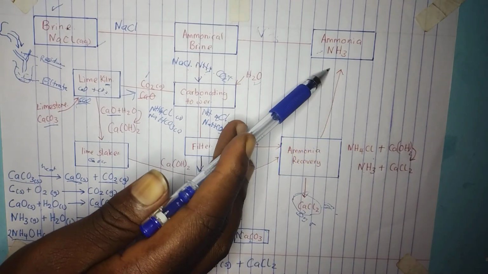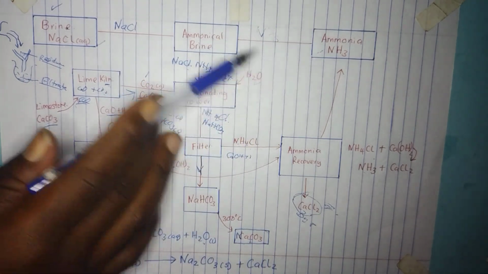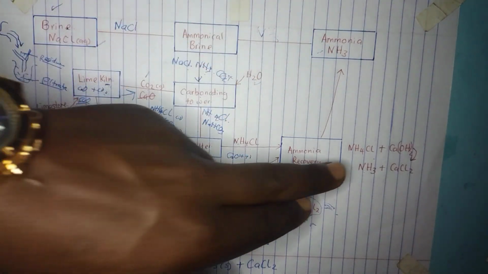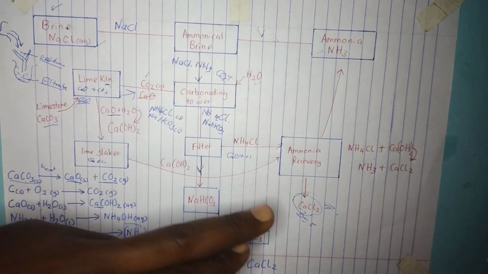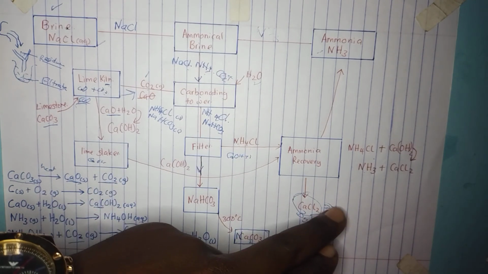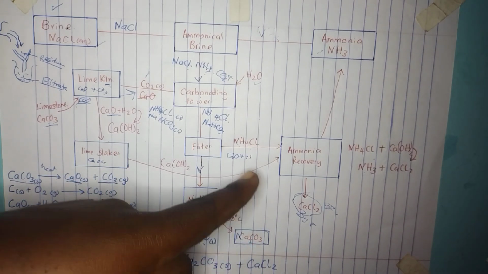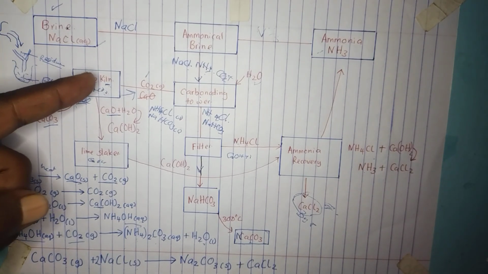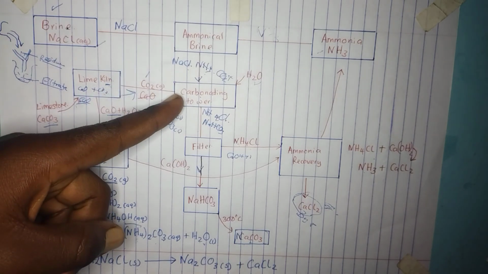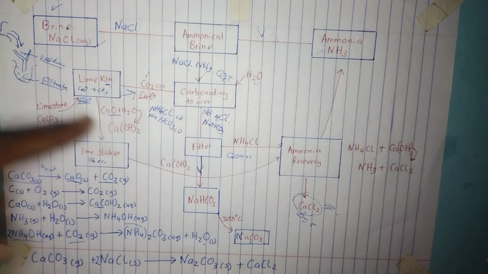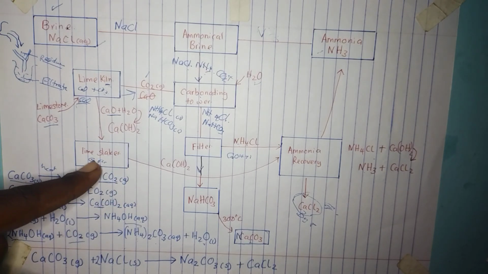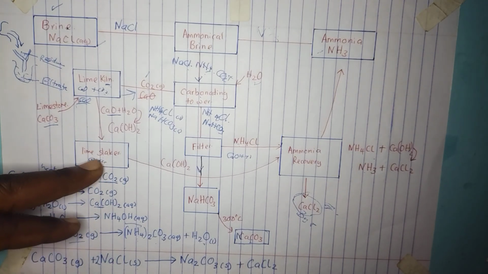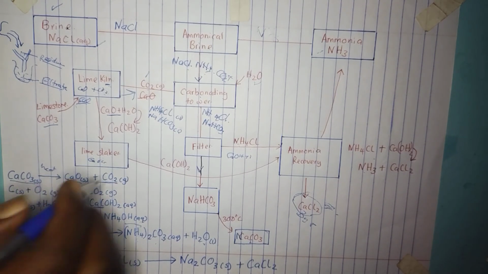This ammonia is taken back to generate more, to continue the cycle in the Solvay process. And this calcium chloride is taken away as the byproduct. This calcium chloride is used in toothpaste. But where do we get this calcium hydroxide? You remember when you heat limestone, you produce calcium oxide with CO2. So we remain with calcium oxide, and this calcium oxide is reacted with water to produce calcium hydroxide.